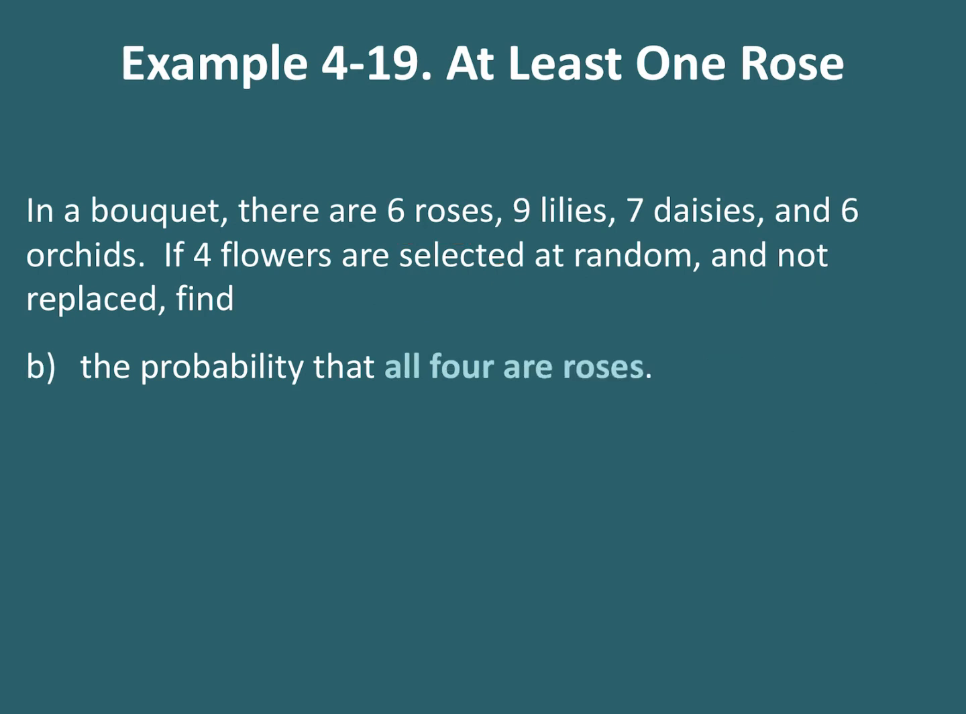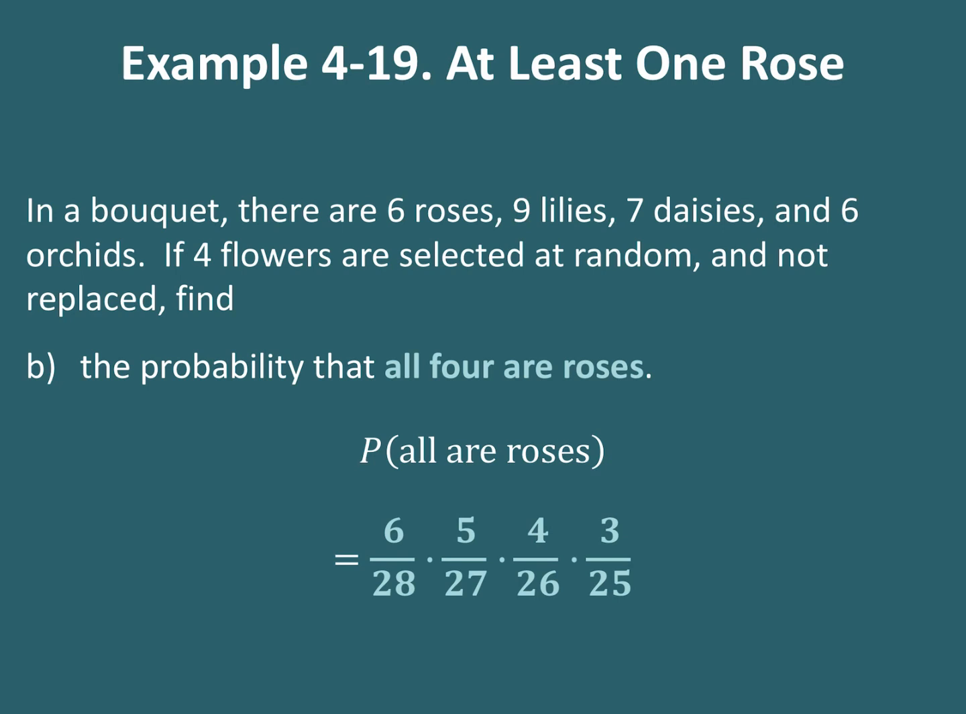Let's go ahead and find the probability that all 4 are roses. To do so, we take a look at the fact that we have 6 roses and 28 total flowers. So the probability that the first flower chosen is a rose will be 6 out of 28. And because we're not replacing it, the probability that the second rose is chosen next will be 5 out of 27. Because that's not being replaced, 2 are taken out, we now have 26 flowers left. We now have a probability of 4 out of 26 to pick a rose. And then finally 3 out of 25. Multiplying, simplifying, we end up with 0.0007.